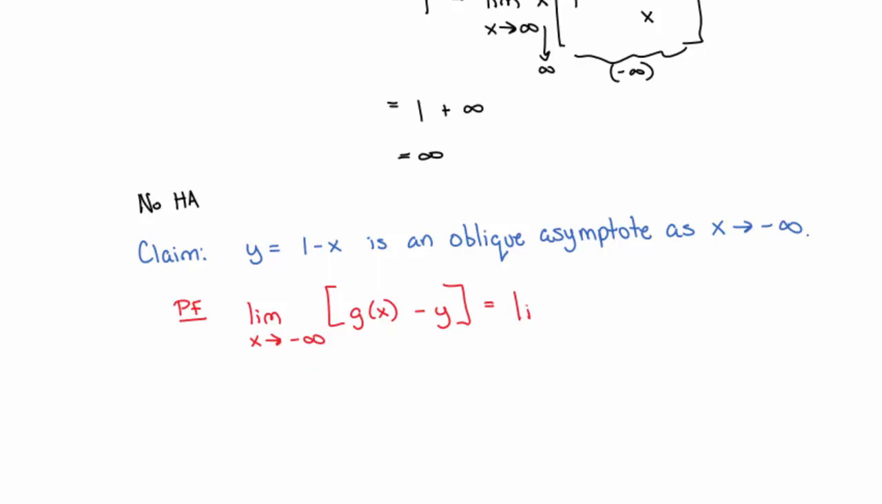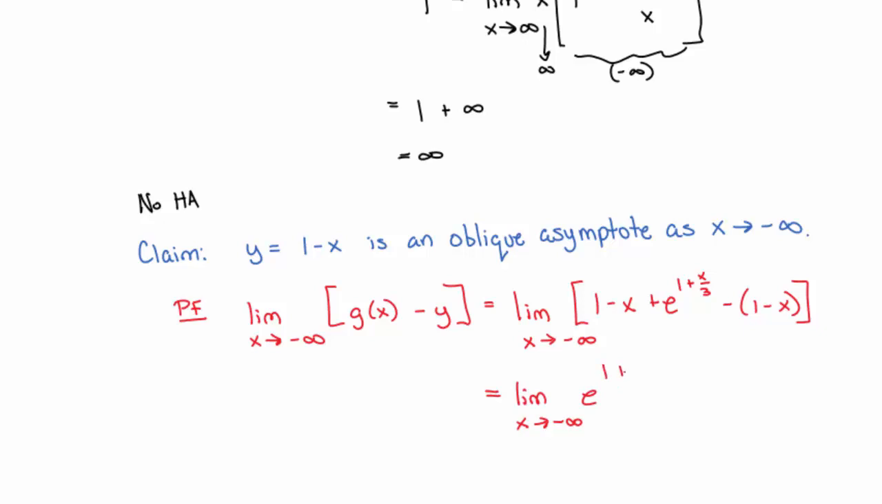Well, let's see. That's going to be the limit as x approaches, again, negative infinity. g of x here is 1 minus x plus e to the (1 plus x) over 3. And I'm going to subtract y, and y was 1 minus x. Let's see what that is equal to. The 1's cancel, and the negative x plus x, those cancel. And so you have the limit as x goes to negative infinity of e to the (1 plus x) over 3.